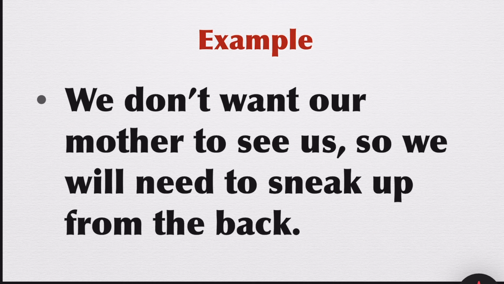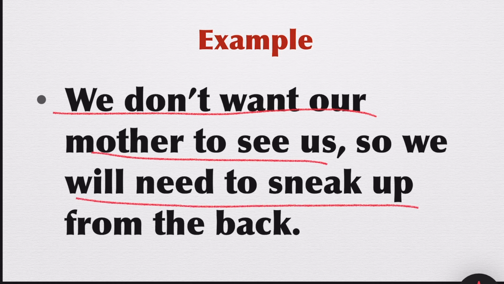And the last example: we don't want our mother to see us, so we will need to sneak up from the back. Here, they don't want their mother to see them. So, what will they do? They'll walk slowly. They will approach their mother quietly in order to surprise her, from the back so that she won't see them.